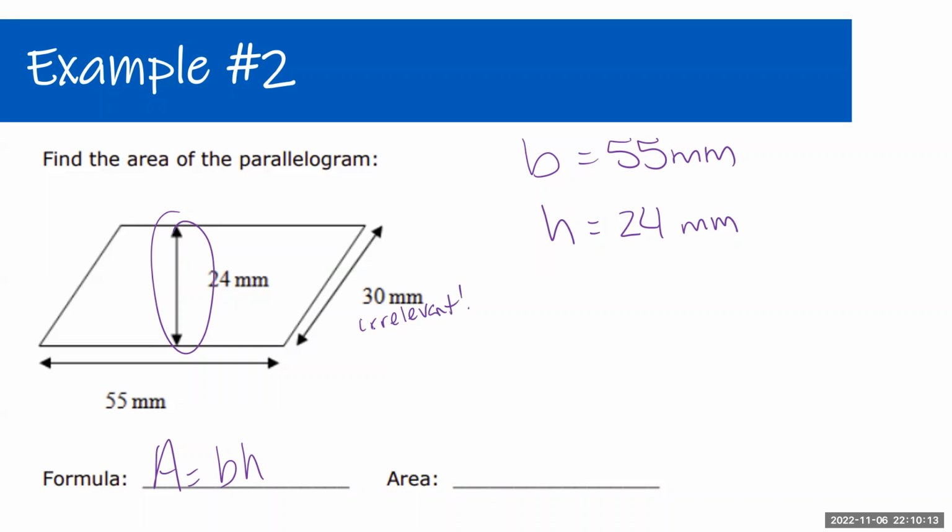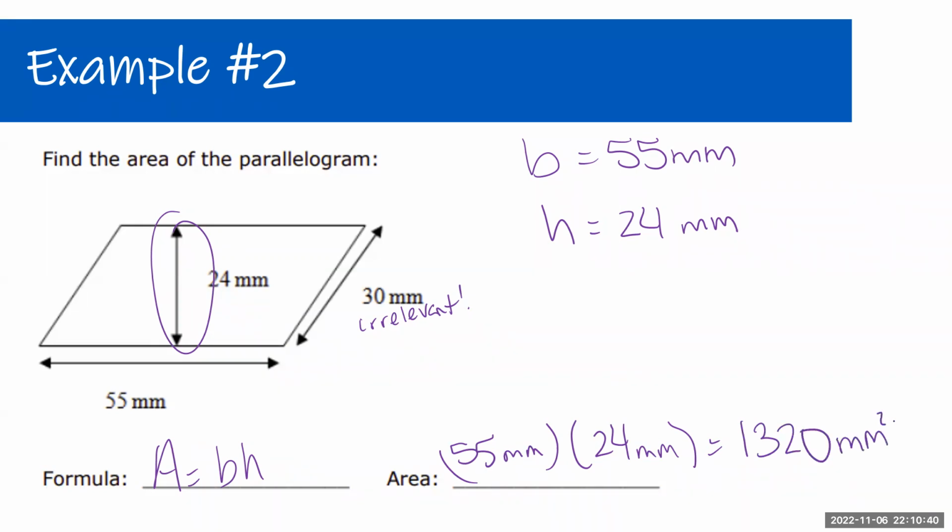It's a red herring, if you're familiar with that from your English classes, okay? It's given, but we don't need it. We only need the base and the height. So if we get our area, it's going to be that 55 millimeters times that 24 millimeters, which is going to give us in our calculator 1320 square millimeters. Okay, so that's our area there.